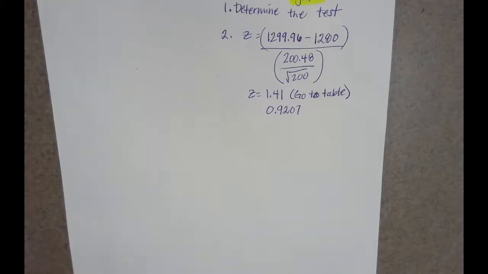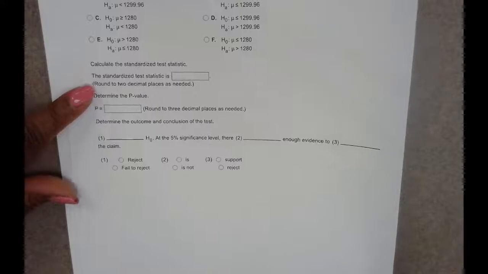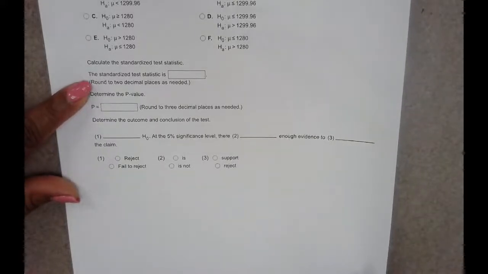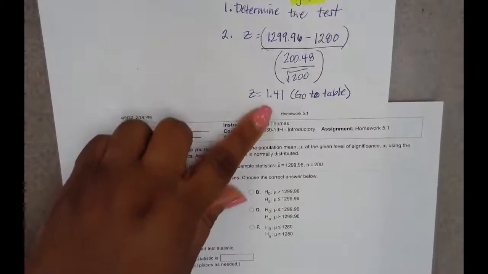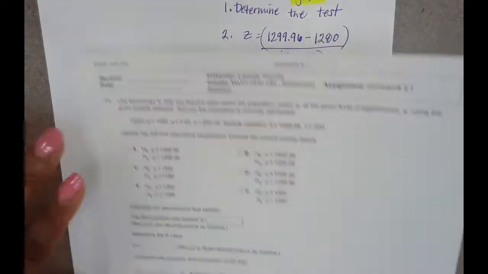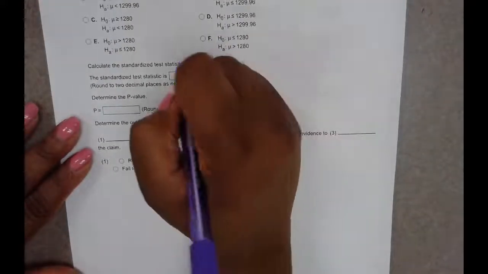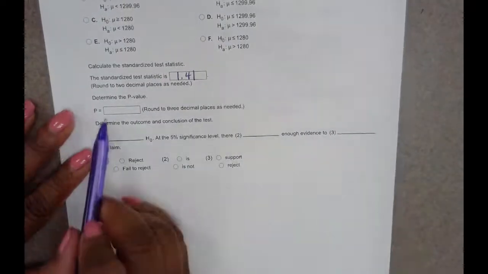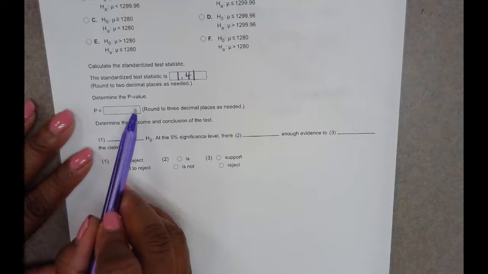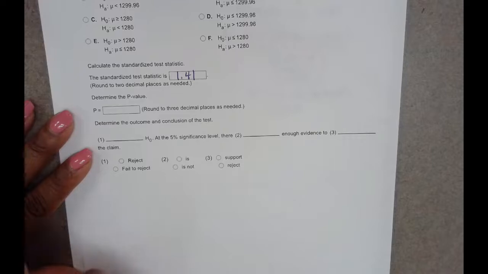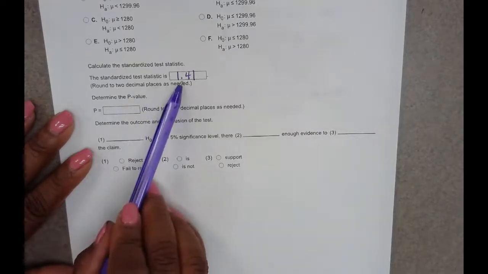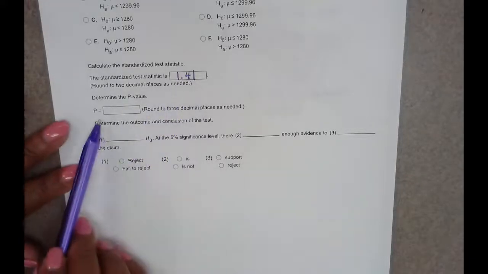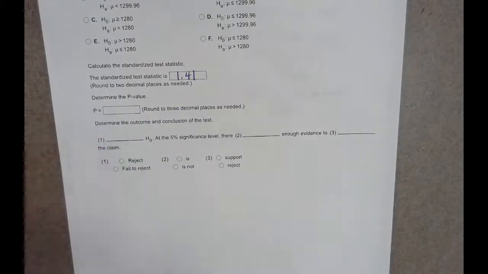So let's fill in our blank. On the problem, it asks what our standardized test statistic is. That's this number, 1.41. Okay, so let's put that in there. But now we're asked to find the p-value. Notice the difference from the last problem. You had to find critical regions and then find your z, or your test statistic. Here we found the test statistic, and now they're asking for the p-value. Well, how do we find that?